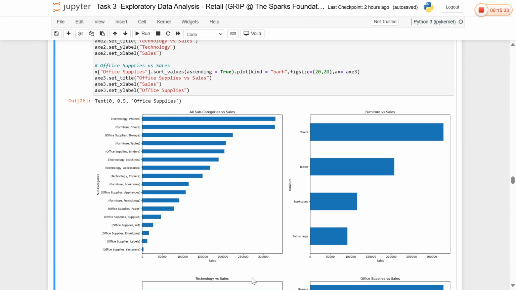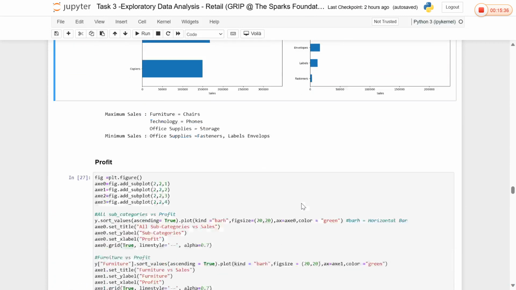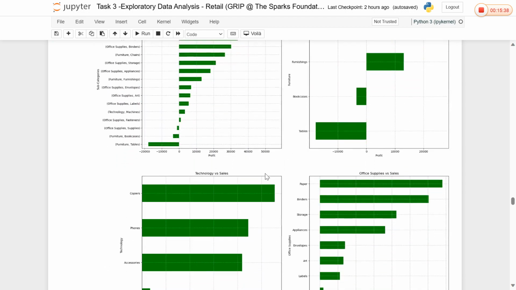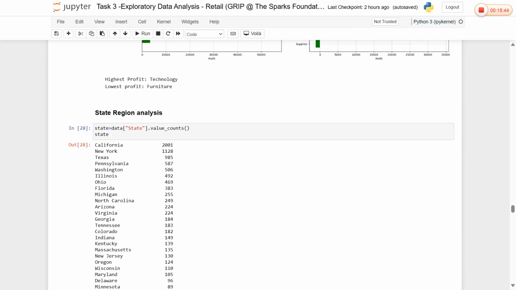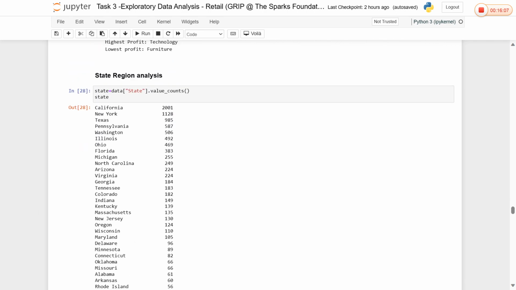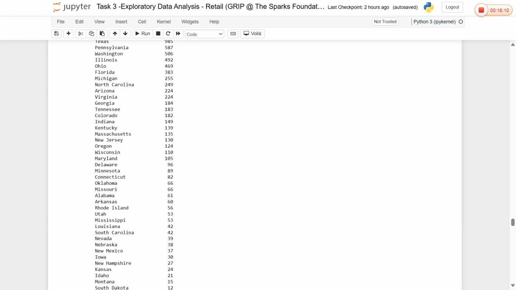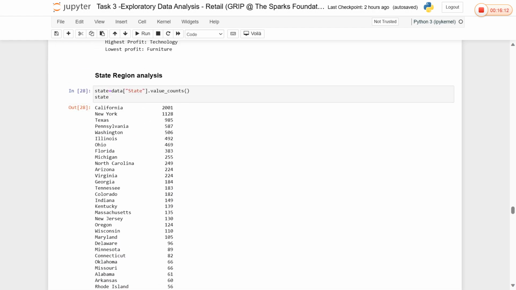How can we get that insight? By analyzing this bar chart. Now, same for the profit. We have made graphs, and we found the highest profit is in technology and the lowest profit in furniture. So we confirm that by using the pie chart and also the bar chart. Why do we have to confirm? We have to analyze each category and each subcategory so we can get the accurate result. So we found that the highest profit is in technology, the lowest profit is in furniture. The state region analysis: when we analyze state-wise, see all the state-wise analysis here.